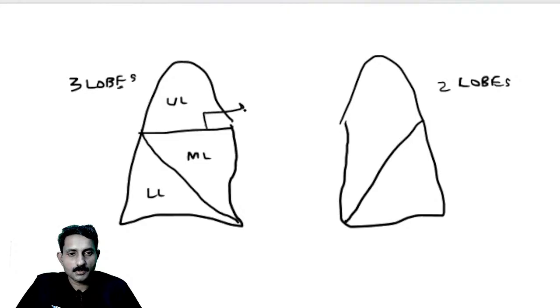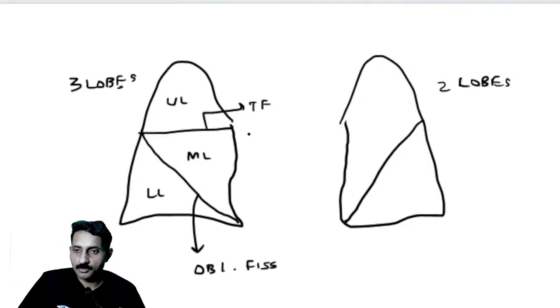So what is the name? This is called transverse fissure. This is called oblique fissure. Because of this oblique nature, the fissure is called oblique fissure. We got a transverse fissure. So right lung is divided into 3 lobes: upper lobe, middle lobe, and lower lobe.